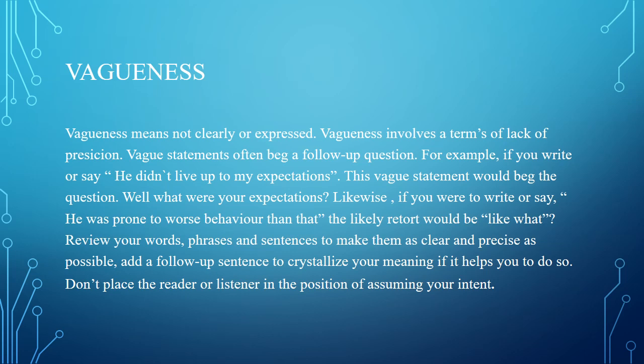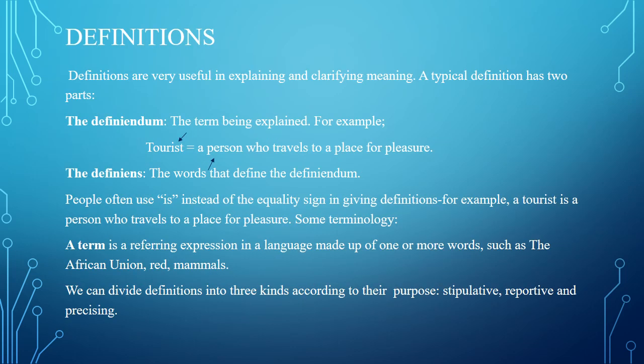Likewise, if you were to write or say he was prone to worse behavior than that, the likely result would be, like what? Review your words, phrases, and sentences to make them as clear and precise as possible. Add a follow-up sentence to crystallize your meaning if it helps you to do so. Don't place the reader or listener in the position of assuming.